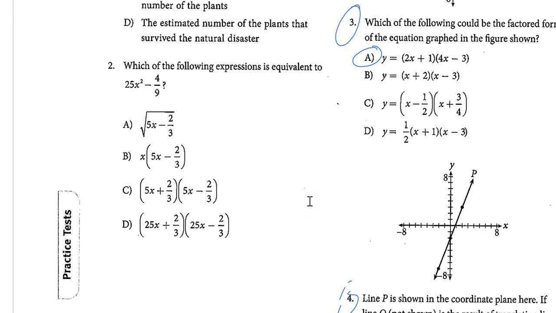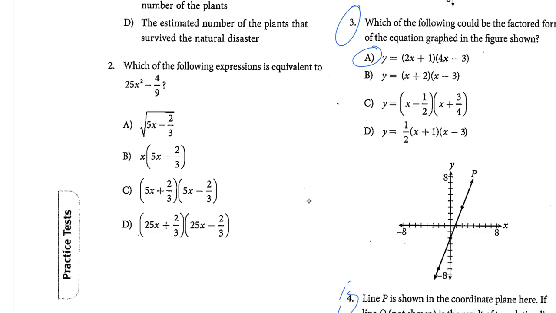Okay, so going on to question 2 here. Which of the following expressions is equivalent to 25x squared minus 4 over 9? In this case, I can kind of rule out A and B. The main reason is because there's no way I can get a square root and get back to that. Square root's smaller than squaring. If I look through choice B, that's 5x squared minus 2/3 x. That's not going to work. Here I would suggest just checking C and D. Being able to rule out A and B gets us down to a 50-50 shot.